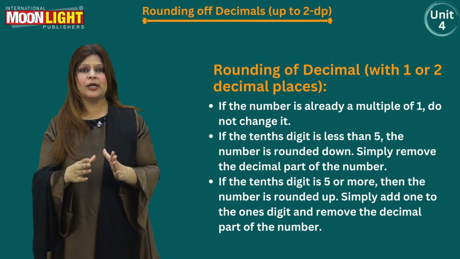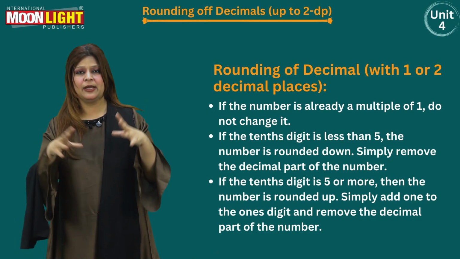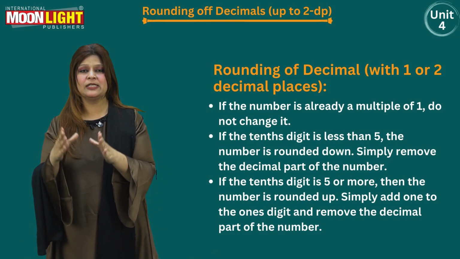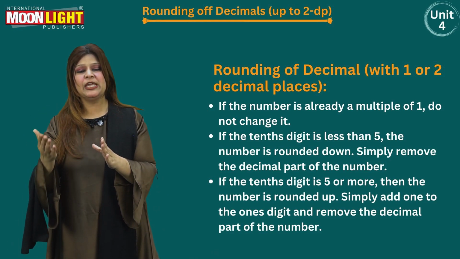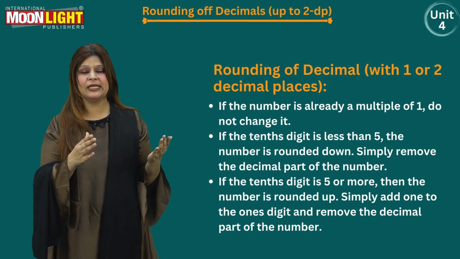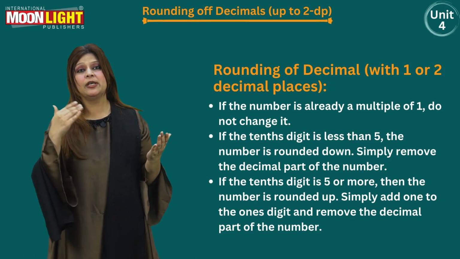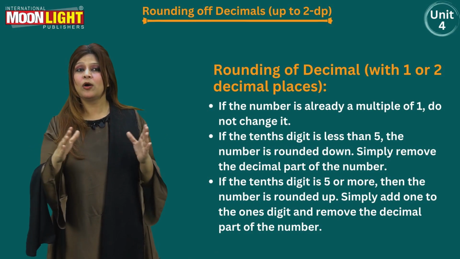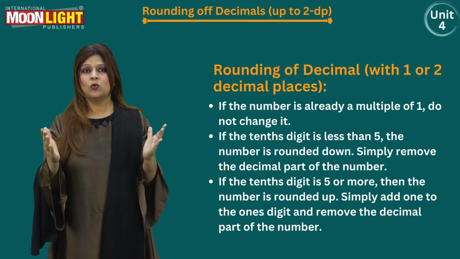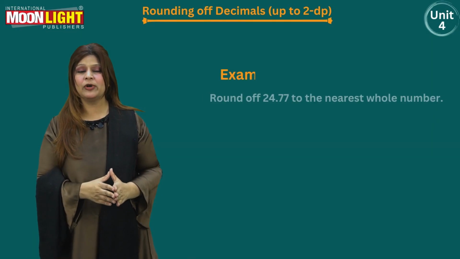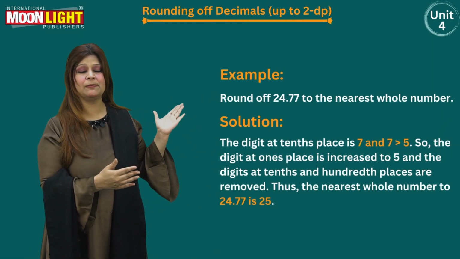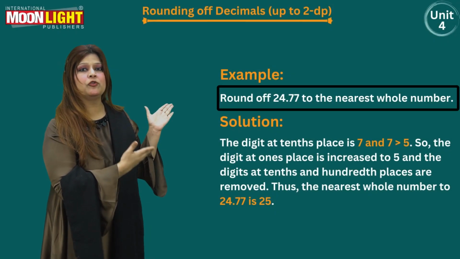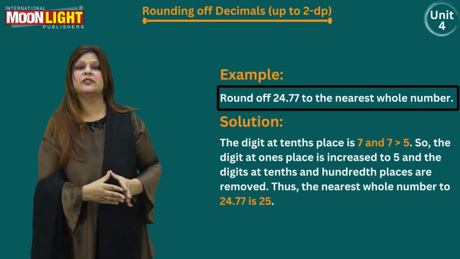Now, you already know what rounding up and rounding down are. Rounding up is the nearest tens place in which we have the minimum number in tens. Rounded down is the opposite of that, that is the maximum number of the same number in tens. For example, we are going to solve one example so that the concept will be more clear to you. Round off 24.77 to the nearest whole number.